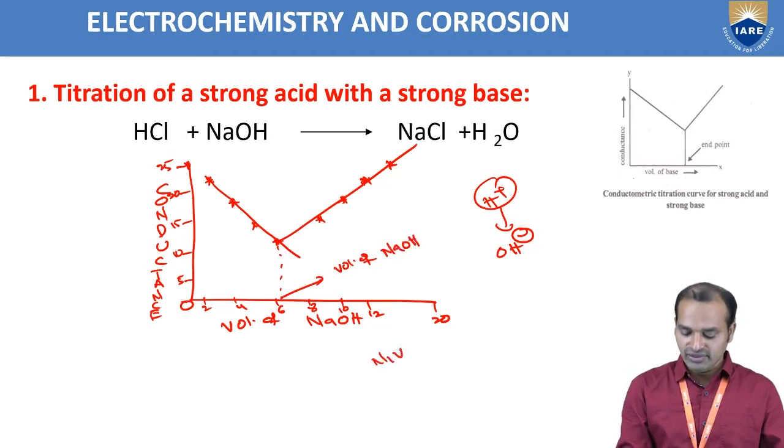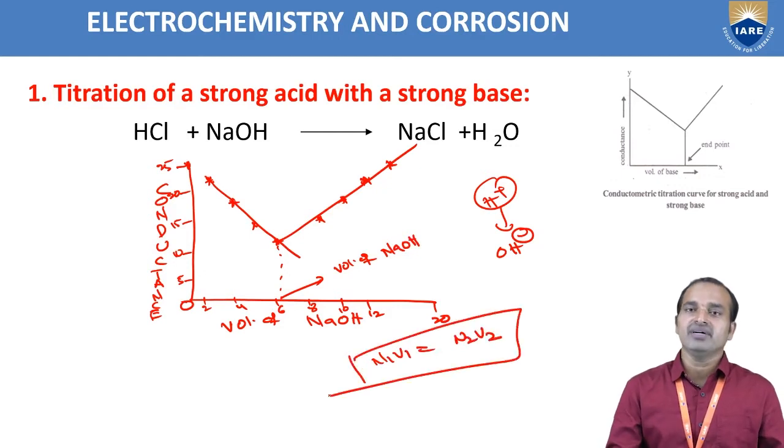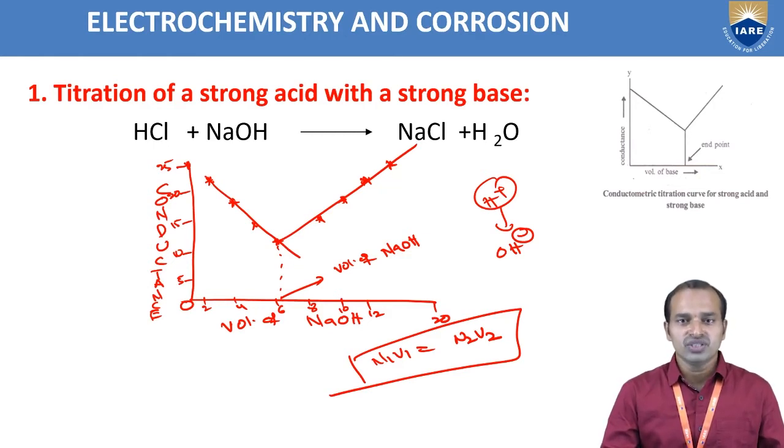So here, N1V1 is equal to N2V2. By using this formula, we determine the strength of an acid by conductometric titration. Without using any indicator, by using the conductivity meter, we calculate the strength of an acid. So this is the strong acid versus strong base.